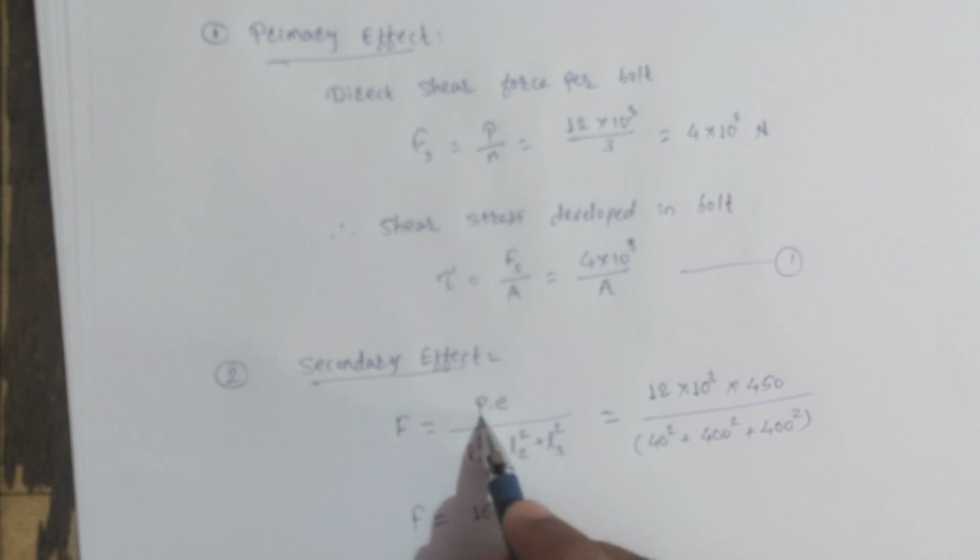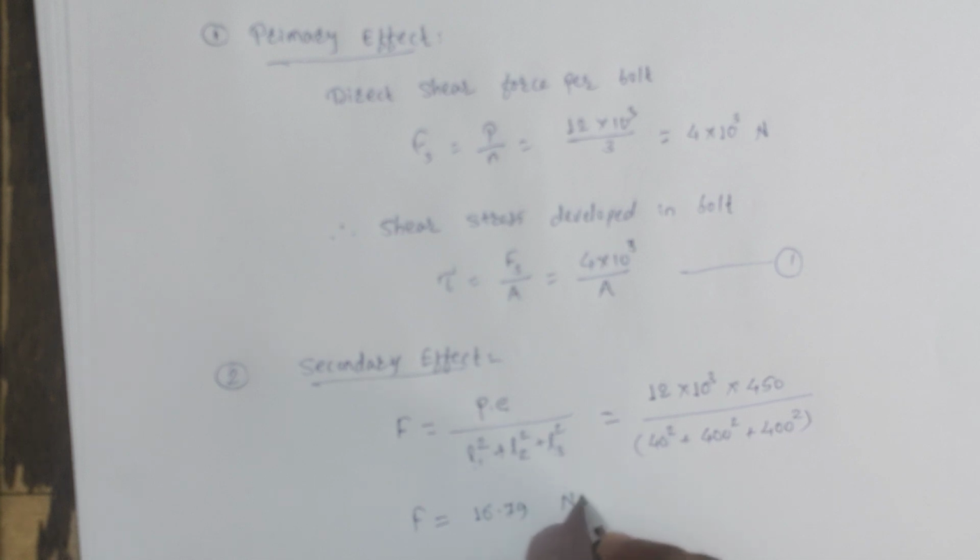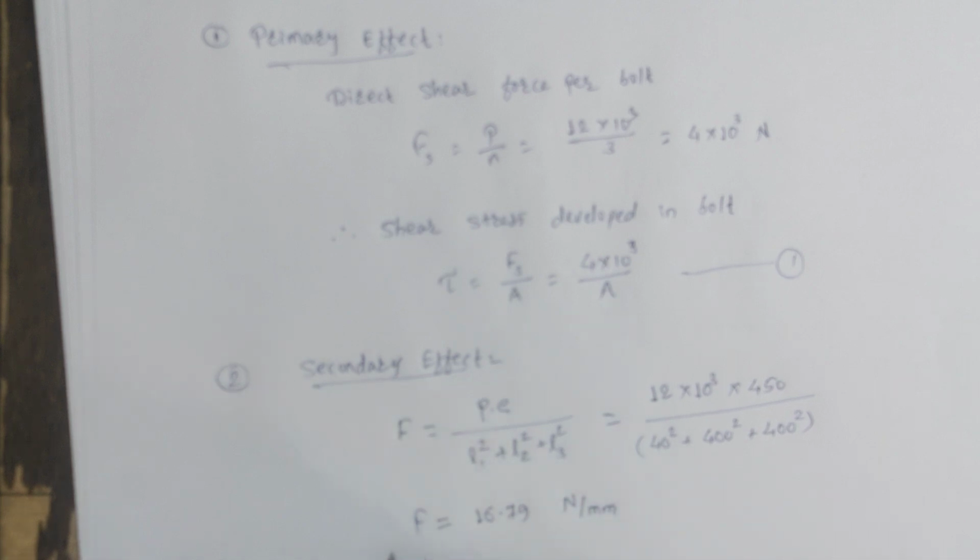Now see, don't confuse in the unit. As P is in Newton, E is in mm, and this is mm square, its unit will be Newton per mm, as this is the load per bolt per unit length. That's why its unit is Newton per mm, because this is not a force, it is a proportionality constant.